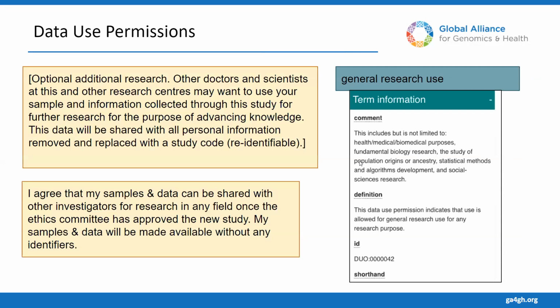And then the final data use permission is general research use. This is when data is permitted for any type of research, not specifically medical, and the way that would look in clauses are the two examples on the left. So other doctors and scientists at this and other research centers may want to use your sample and information collected through the study for further research for the purpose of advancing knowledge. This data will be shared with all personal information removed and replaced with the study code. And then at the bottom, my data can be shared with other investigators for research in any field once the ethics committee has approved the new study. So the bottom clause also alludes to a data modifier, which I'll get into on the next slide.